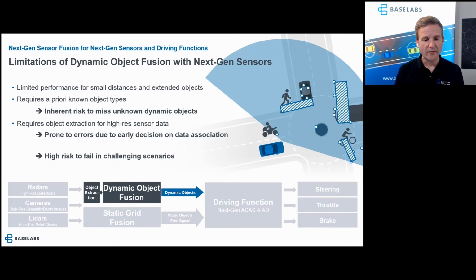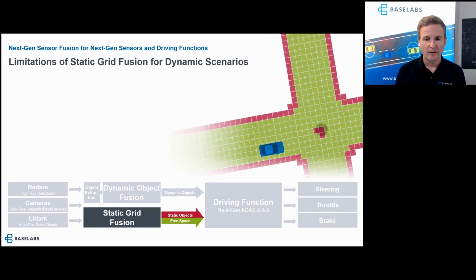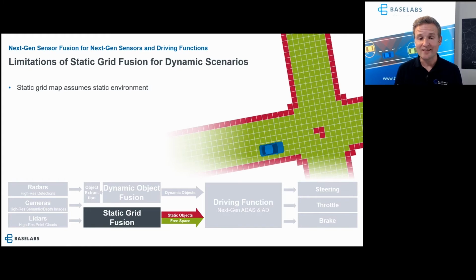Let's have a look at the other part of the current approaches, the static grid fusion. On the right side, you see a typical representation of such a static grid fusion. It is a world that has been discretized into a number of discrete cells. And the main assumption of static grid fusion is that the whole environment is static. So, which means that there must be no dynamic object inside the environment.